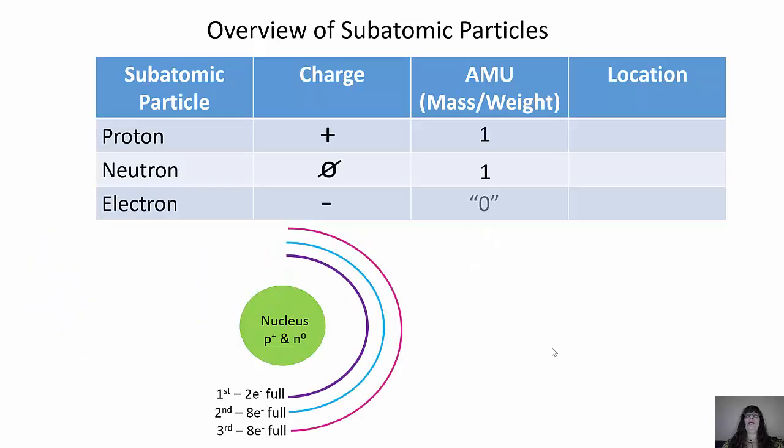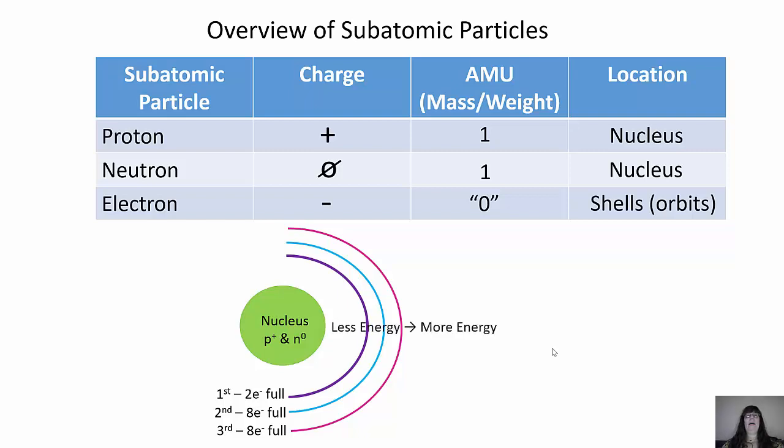Now here's a chart just showing you the charge, the location, and the atomic mass units, so how much the particles weigh or what their mass is. Protons, again, have a positive charge. Neutrons are neutral. Electrons have a negative charge. Now, an important differentiation here: protons and neutrons weigh 1 atomic mass unit. Electrons do not really weigh anything. So the mass or the weight of electrons is kind of negligible.